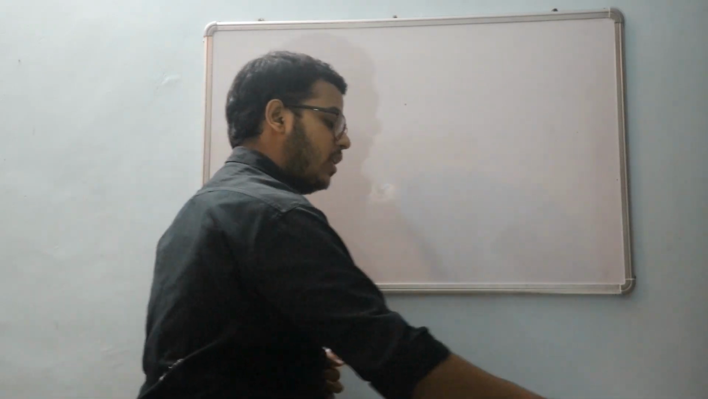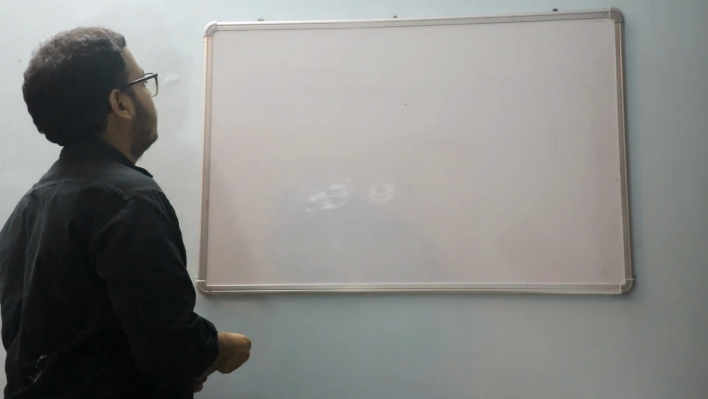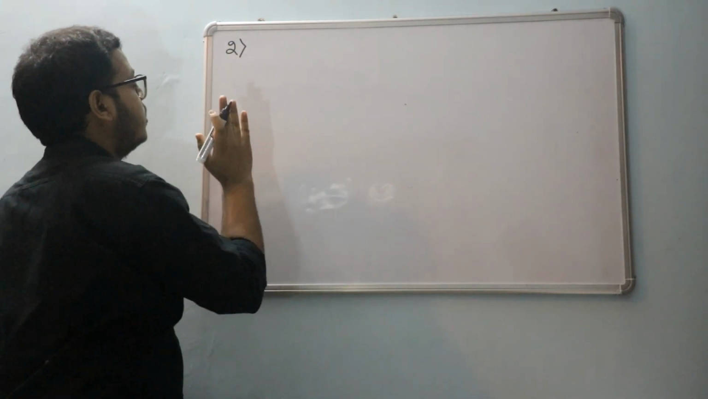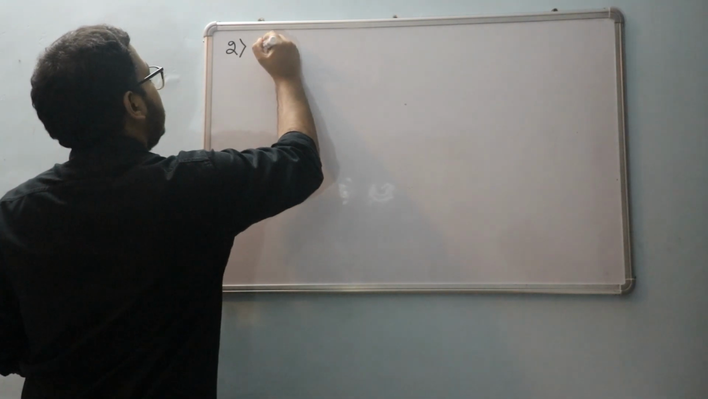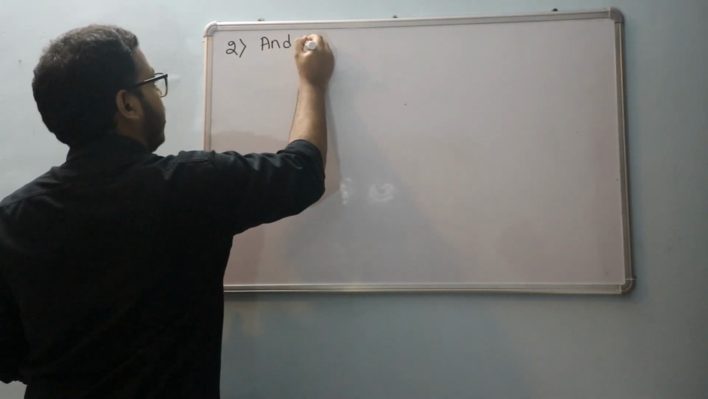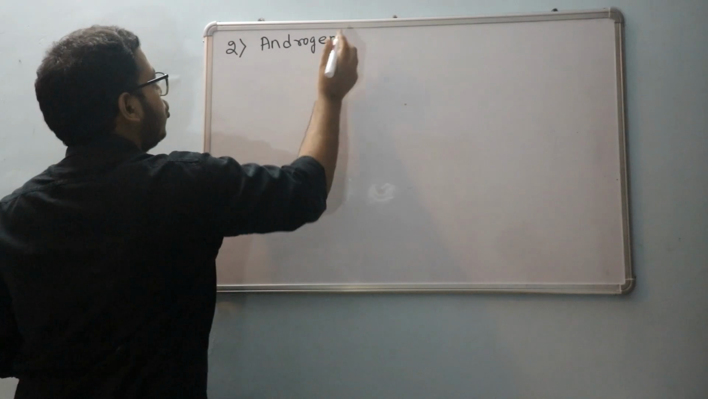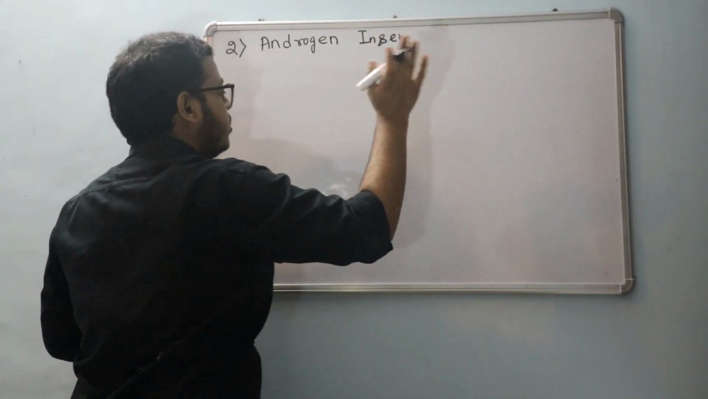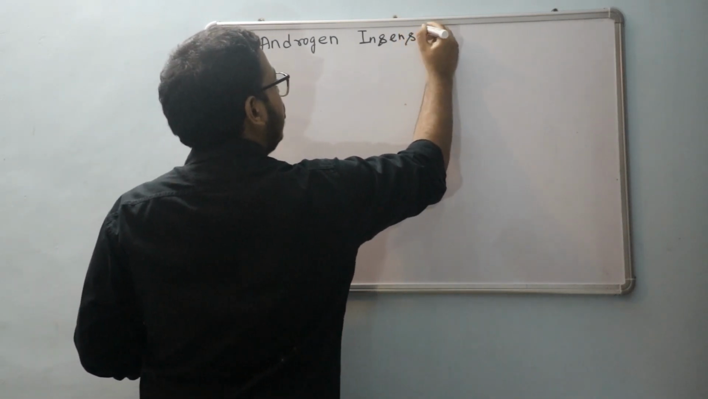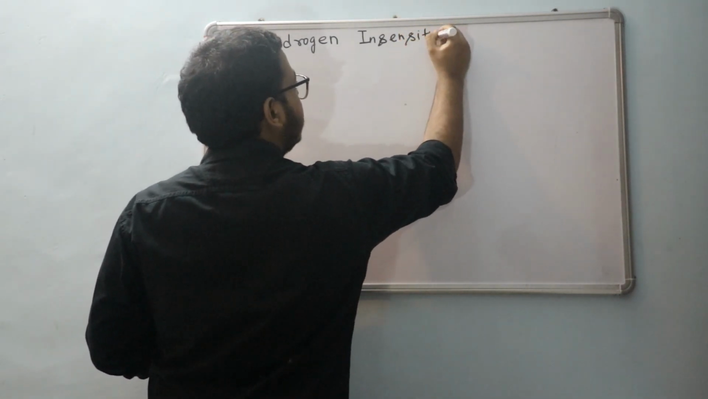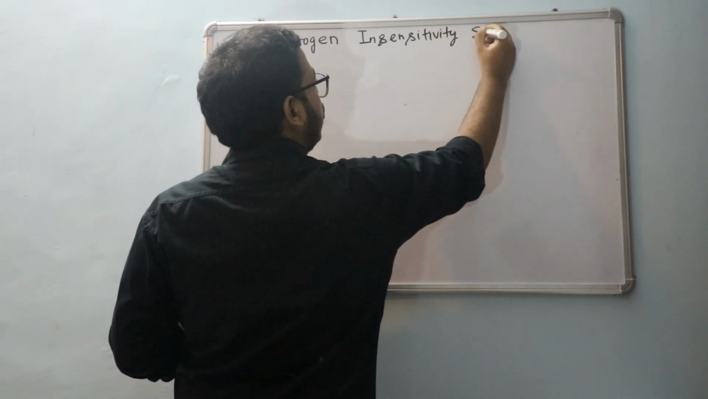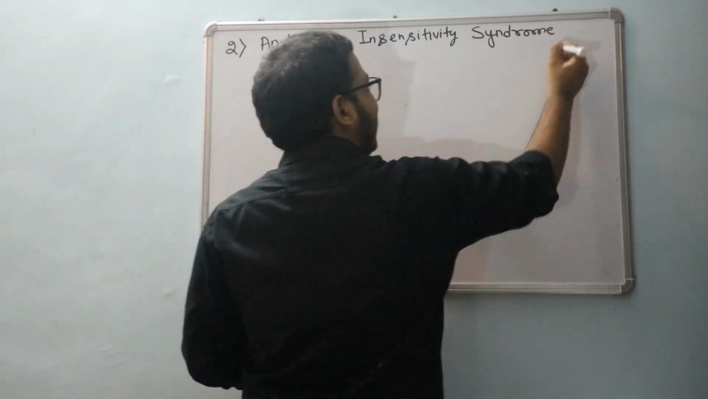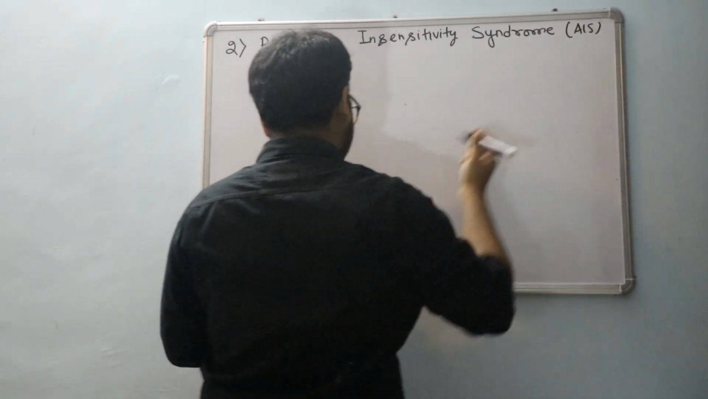Okay, so the next thing that we are going to discuss is about this point number 2. What is the defect in this? The next thing is, it is the androgen receptor defect. So the name of this condition is androgen insensitivity syndrome, also known as AIS.